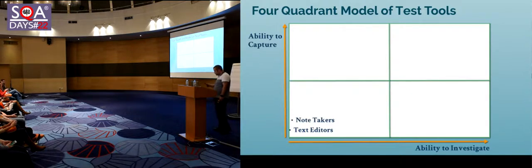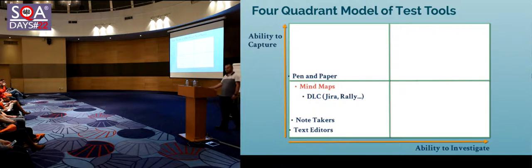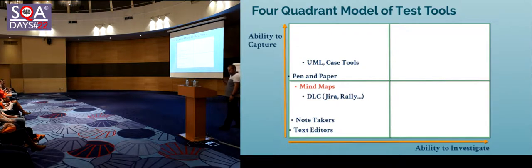Then we have some note takers. A bit up, we have our life cycle tools like Jira, Rally, whatever. Then finally, mind maps. They are somewhere here. Then we have pen and paper. And then some Unified Modeling Language, CASE tools, and so on. And this is my opinion, how I think they are located in this model.